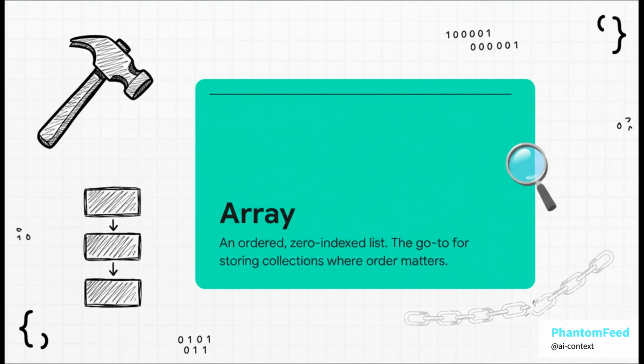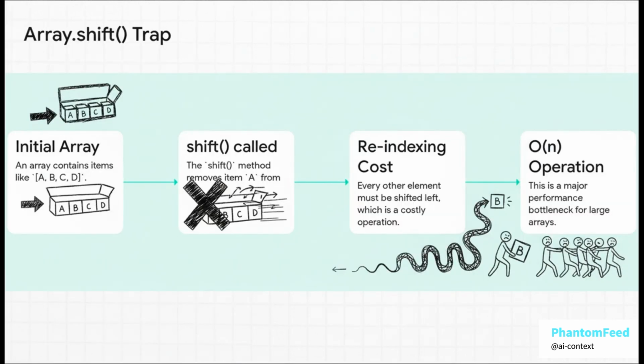And here it is, our trusty hammer, the array. I mean, what would we do without it? It's just a simple, ordered, zero-indexed list. It's your go-to whenever you need to store a bunch of things, and the order really matters. It's the default choice for like 90% of list-based tasks. But it has a hidden weakness. A pretty nasty one, actually. And this is it, the big one, the array.shift performance pitfall.